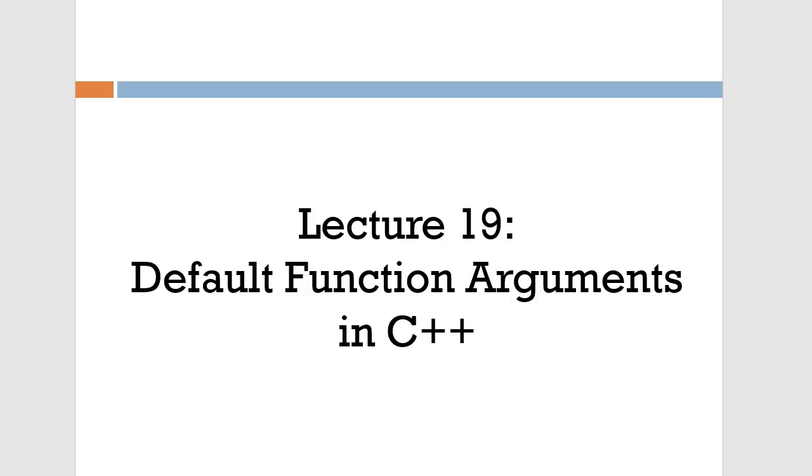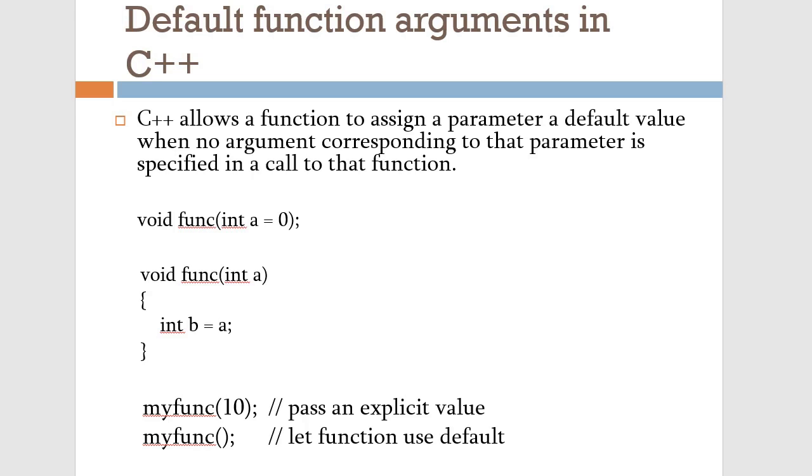Default function arguments provide an alternative to function overloading or constructor overloading. C++ allows a function to assign a parameter a default value when no argument corresponding to that parameter is specified in a call to that function.